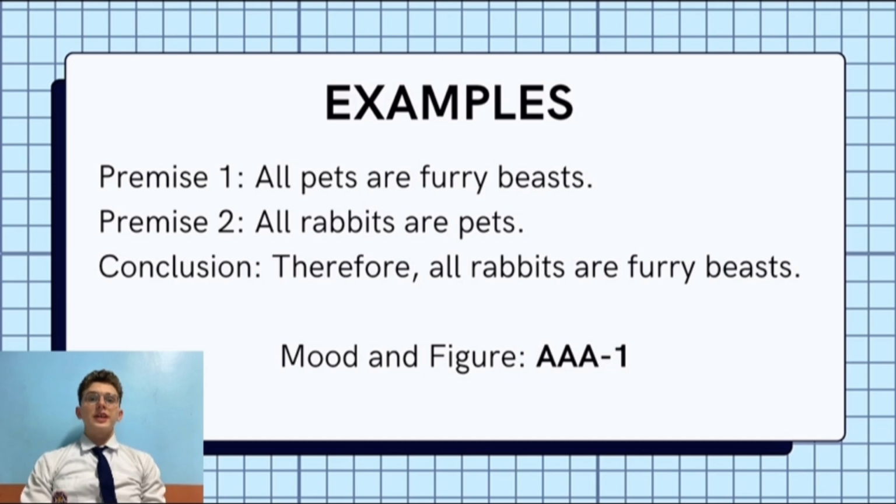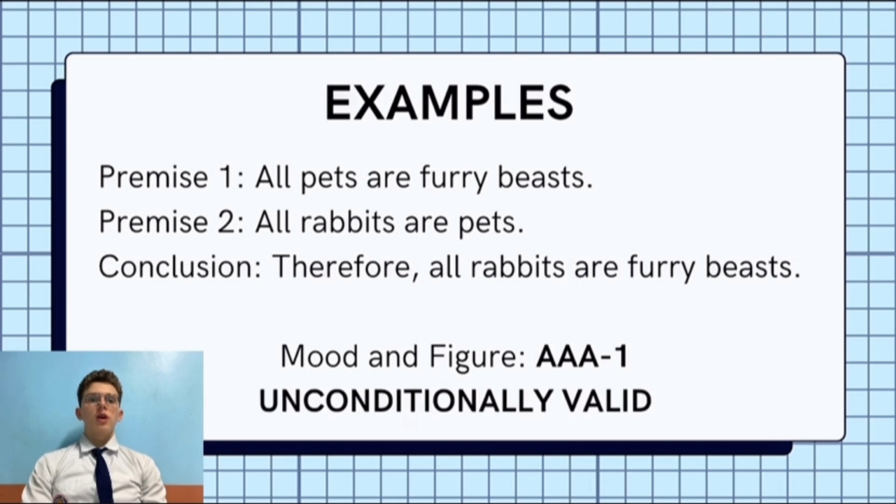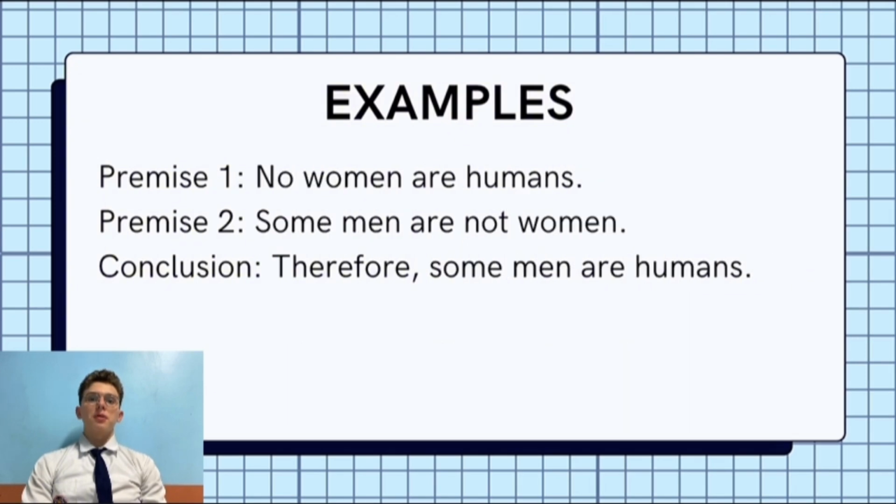Now that we have determined its mood and figure, let's identify if it is a valid argument or not. Since its form can be found in Aristotle's table of valid arguments, we can conclude that this categorical syllogism is valid, more specifically, unconditionally valid. Moving on with the last example. No women are humans. Some men are not women. Therefore, some men are humans.